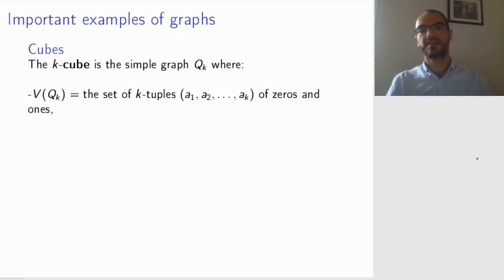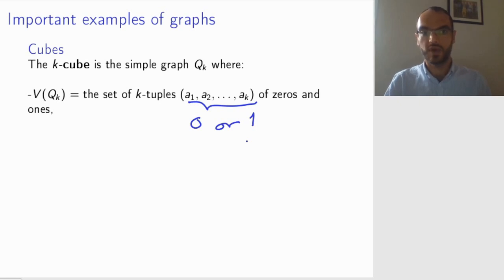One particular example of graphs is that of cubes. So this might be a mouthful of a definition, but bear with me, you will see that it's reasonable. So what is a k-cube? A k-cube is a simple graph where the vertices are tuples of zeros and ones. k-tuples. So it's a sequence of k numbers that are all either 0 or 1.